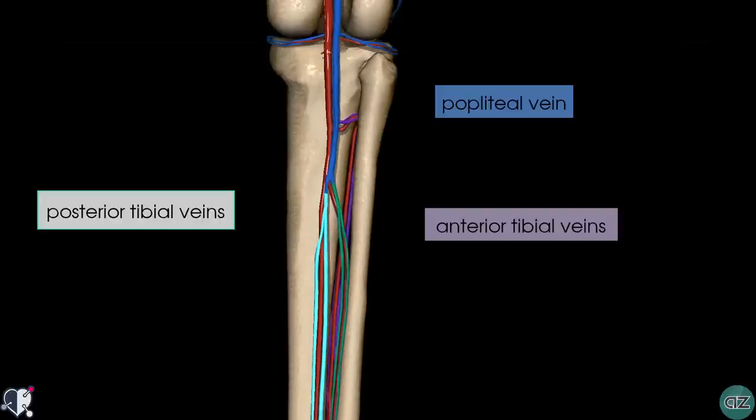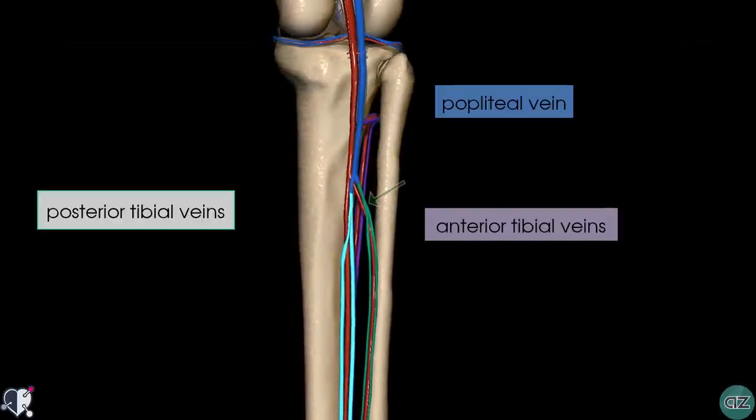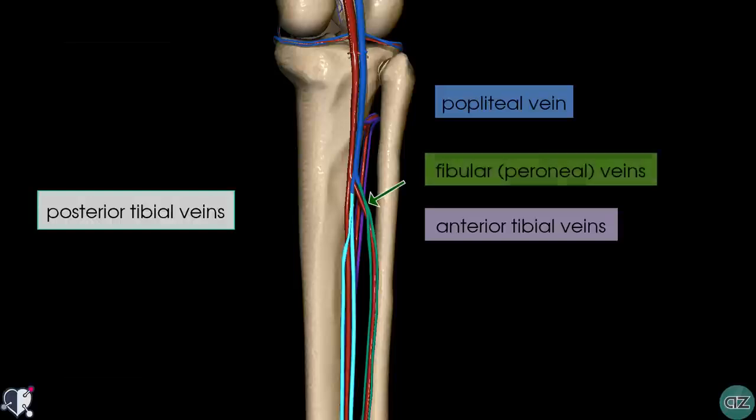Also on this model you can see this vein highlighted in the green colour. This vein accompanies the fibular artery and is known as the fibular vein, and this vein drains the lateral compartment of the leg.